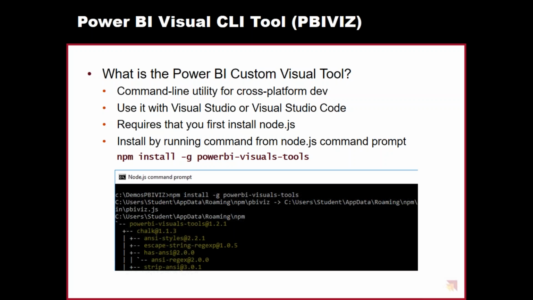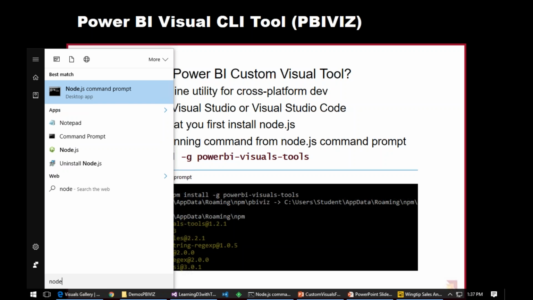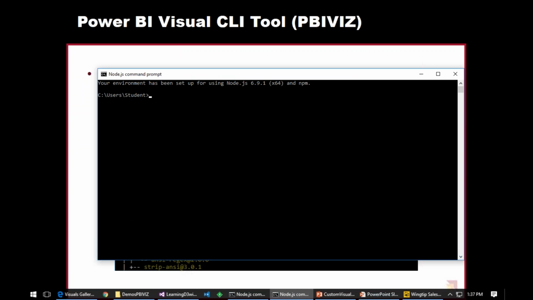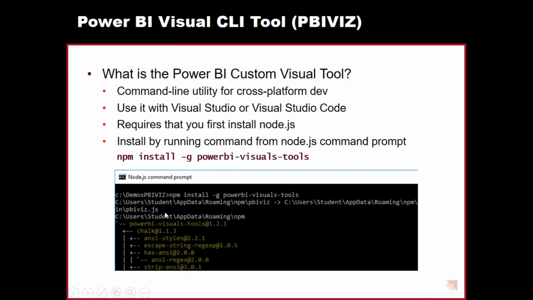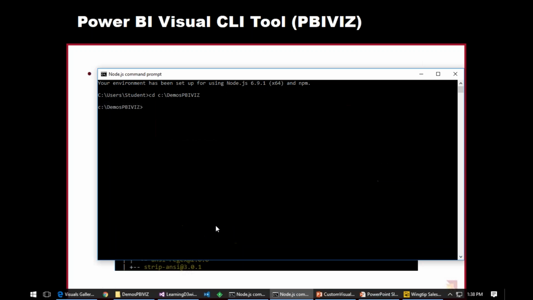Now, the next thing that you have to do is install the Power BI Visual CLI, which stands for Command Line Interface. Basically, it is a command line driven tool called PBIVIZ.exe that you install from the Node.js command prompt, and you also utilize it from the Node.js command prompt. Now, if I bring up the Node.js command prompt, let's move over to our demos folder inside here. What you'll see here is that you've got to run npm install -g powerbi-visuals-tools, and that's going to download things, including PBIVIZ.